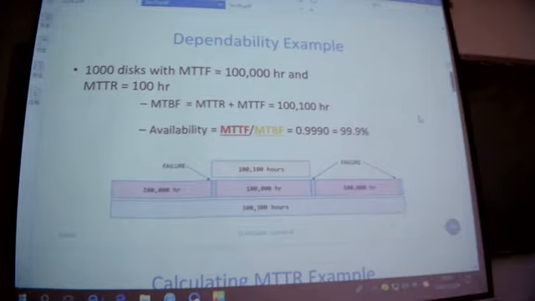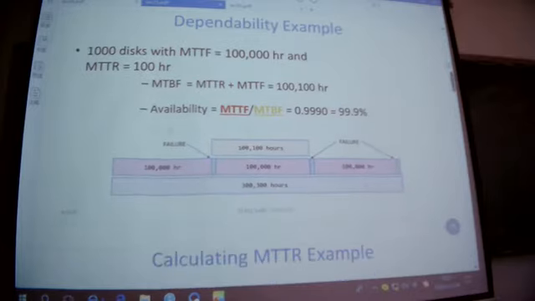Dependability example: we can see 1,000 disks with MTTF and MTTR. So this is the availability. This is 99.9%. This is very big, nearly 100%.